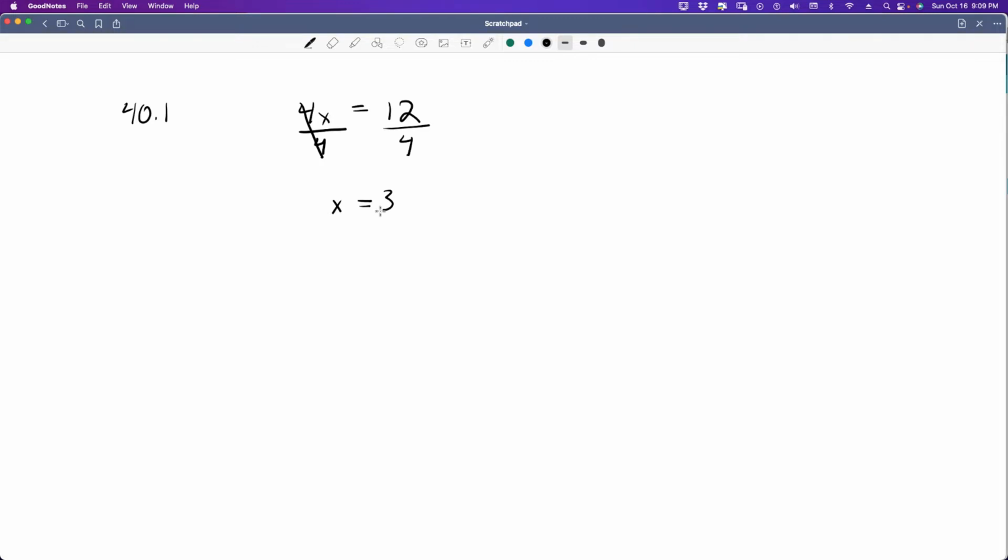So now we can use this and check. 4 times 3 equals 12. We know that 4 times 3 is 12, so we know that this is a balanced equation and 3 is the correct solution. So let's do 40.2.